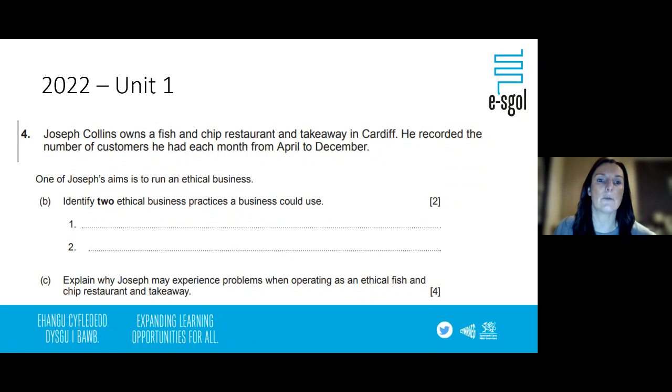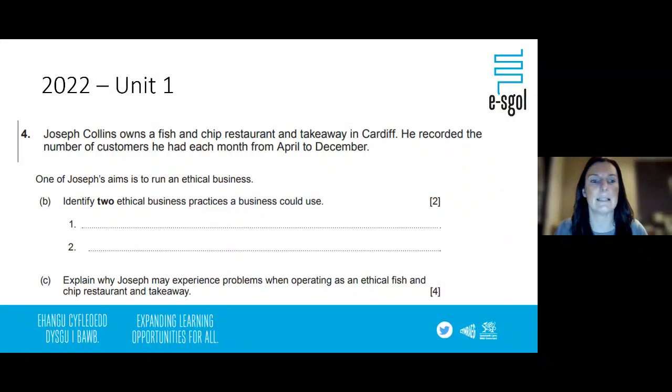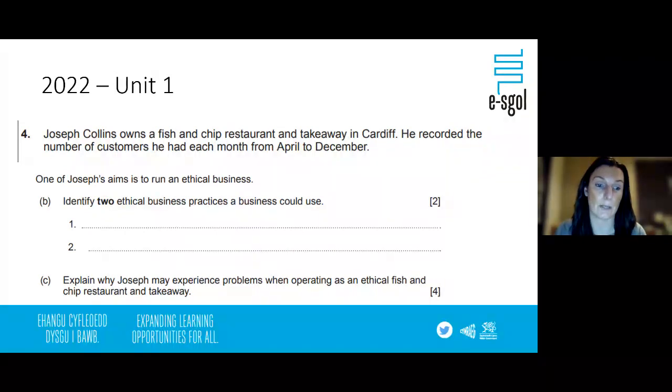Joseph Collins owns a fish and chip restaurant and takeaway in Cardiff. He recorded the number of customers from April to December. One of Joseph's aims is to run an ethical business. Identify 2 ethical business practices a business could use, and then explain why Joseph may experience problems when operating as an ethical fish and chip shop, restaurant, takeaway.